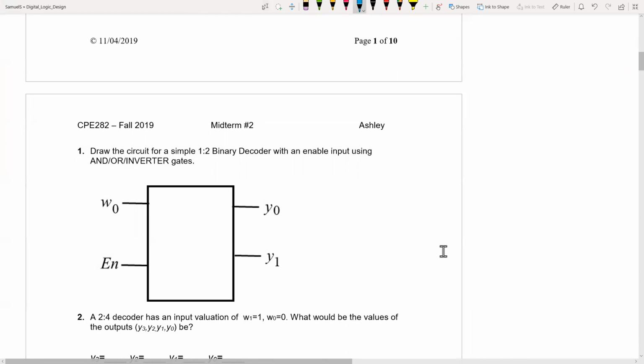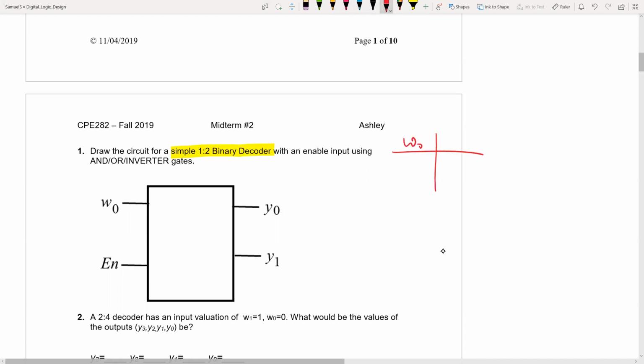Number one says, draw the circuit for a simple 1 to 2 binary decoder with an enable using AND, OR, and inverter gates. Okay, so we're drawing a simple 1 to 2 binary decoder. And then I remember, what does a binary decoder normally look like? Let's actually draw a truth table for that real quick.